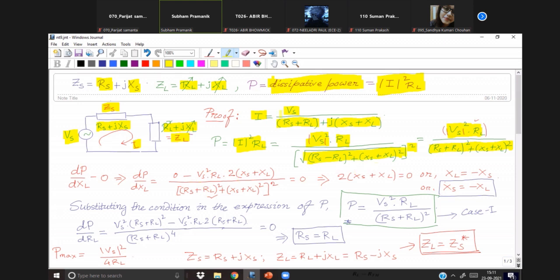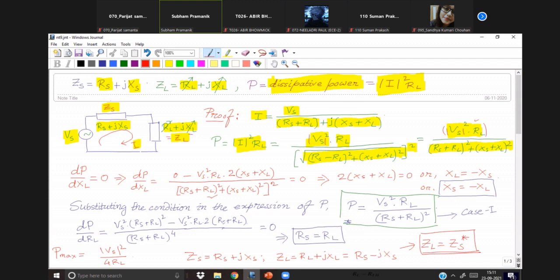Then what should we do? As we are now trying to find the condition for maximum power, naturally we should find the maximum or minimum. We see with respect to which quantity it is varying. Here we see that we can change XL or RL, as both can be varied. So first we shall check that if we vary the reactive part of the load, when will the power attain its maximum? That's why we differentiate the power with respect to XL and set this equal to 0.